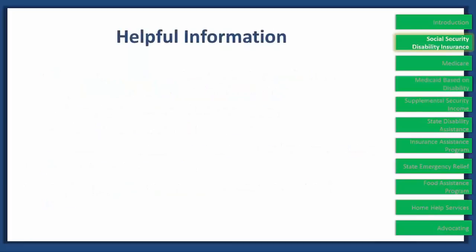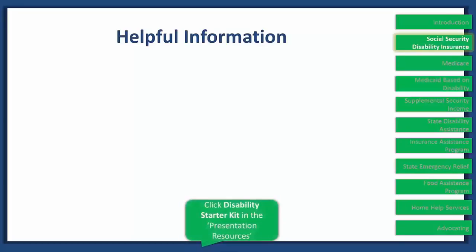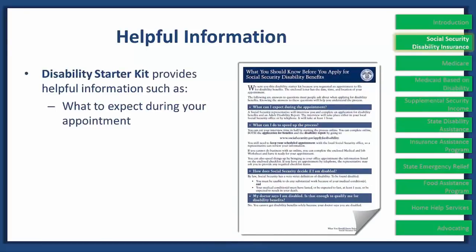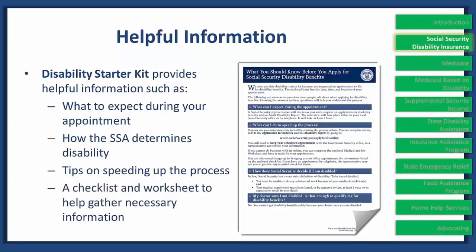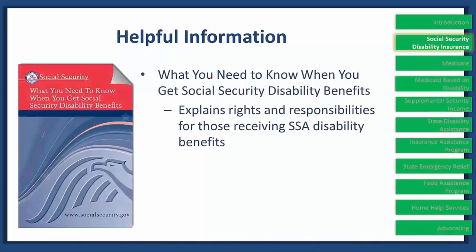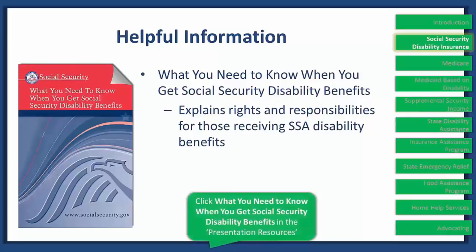For additional information about applying for Social Security disability benefits, look for Disability Starter Kit in the presentation resources. The Starter Kit includes more detailed information, as well as a checklist and worksheet to help claimants gather the information they will need to apply for benefits. Additional information that is useful once your client is approved is what you need to know when you get Social Security disability benefits, which is also in the presentation resources.